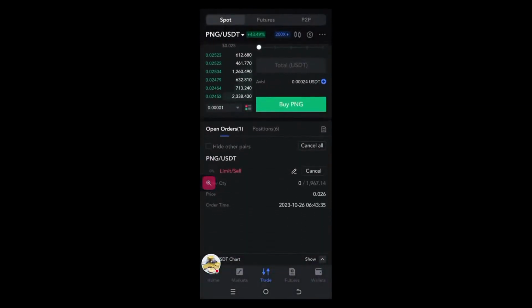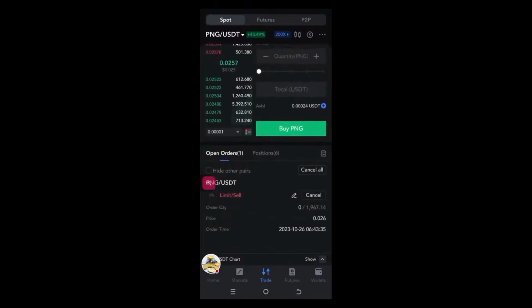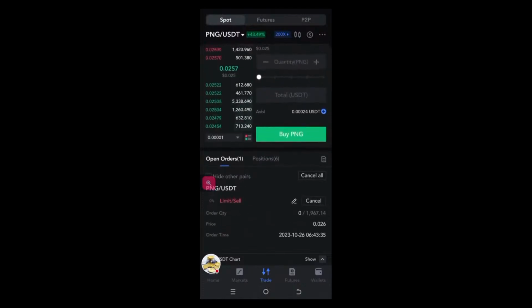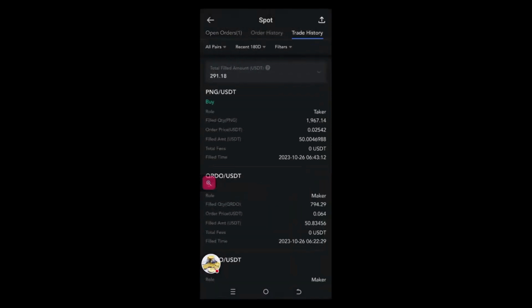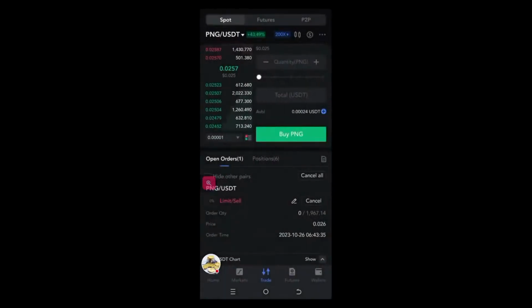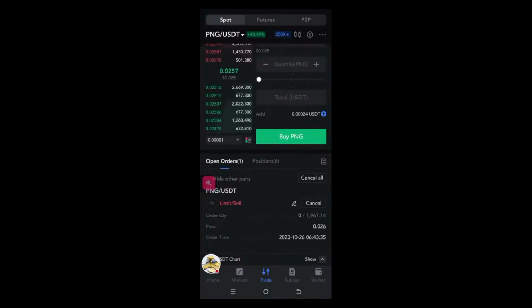Have we cashed out? Let me see. How much did we buy it at? It's supposed to be 26, right? How much did we buy it at? I think we bought it at 2542. Let's see what it is now. 257.